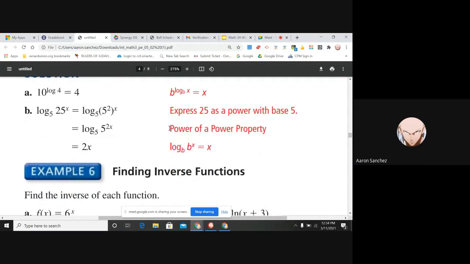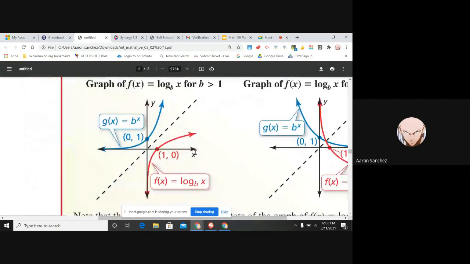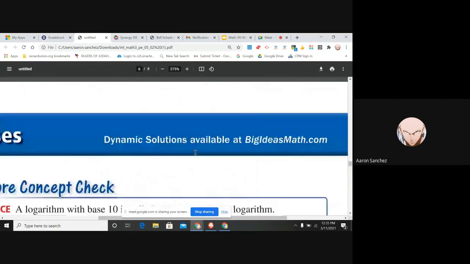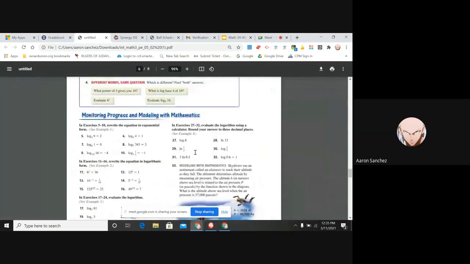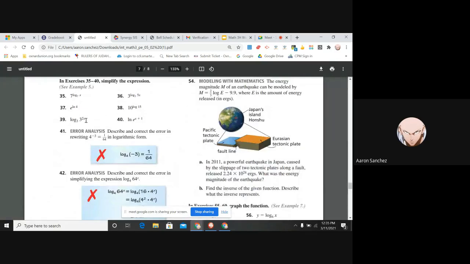This is called the power of a power property. Power of a power. Okay, so we're on 35, 37, 39, I think is what we're on. Same thing here. The power of a power is what this one is, 39. So I have log base 3 of 3 to the 2x. Notice how they're both 3's.